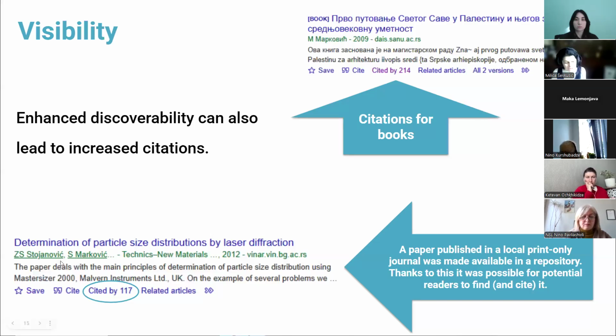It's a kind of drastic example. It's not a journal that is indexed anywhere. It's just an ordinary local journal, and it's not really well cited, but this paper was good. It was interesting. And by making it available, we actually made sure that it is also cited.